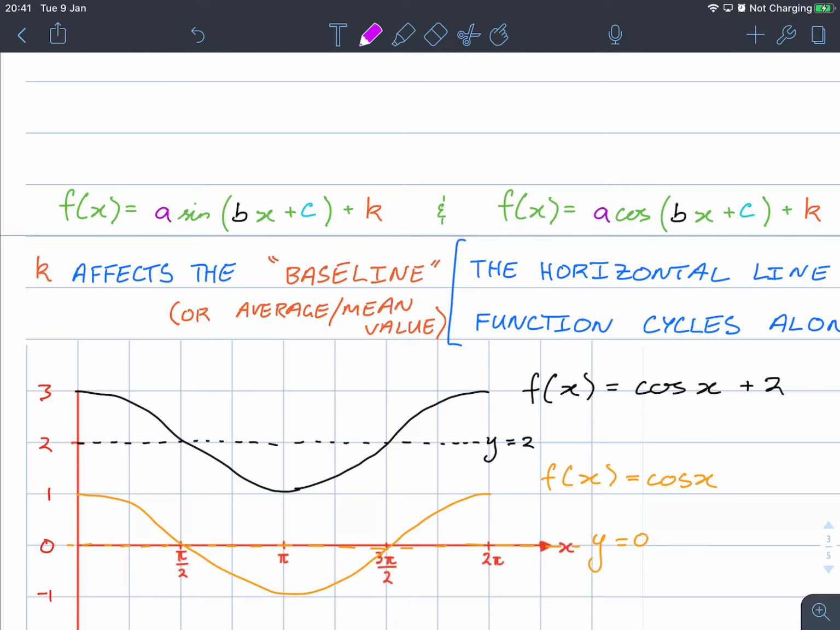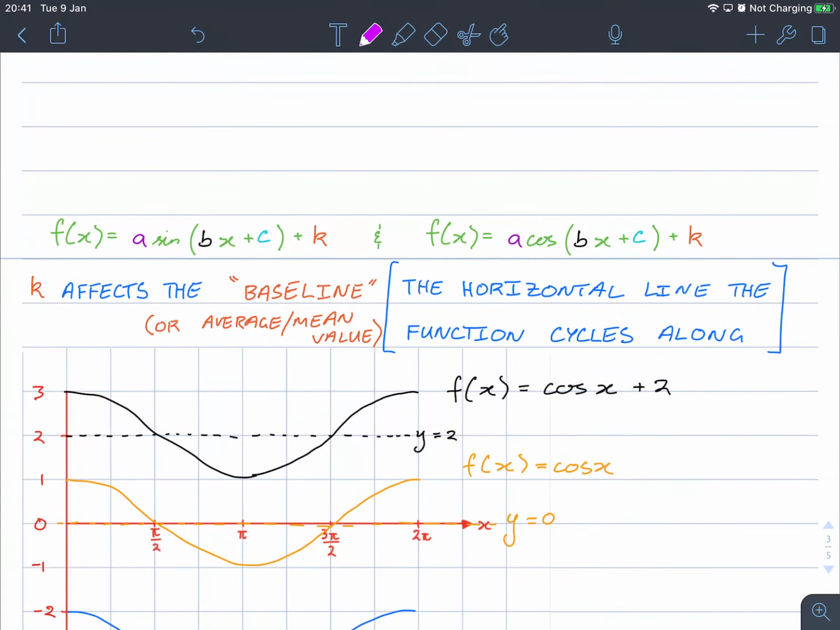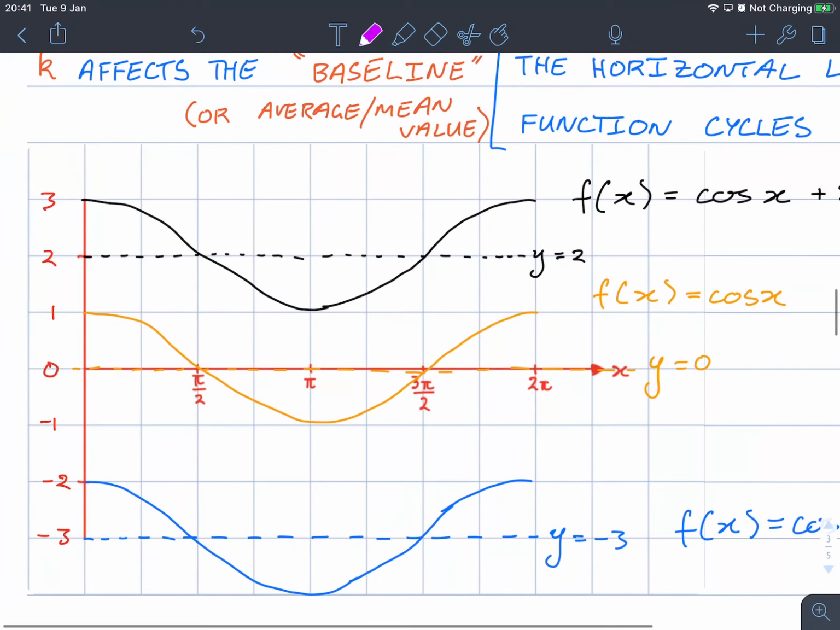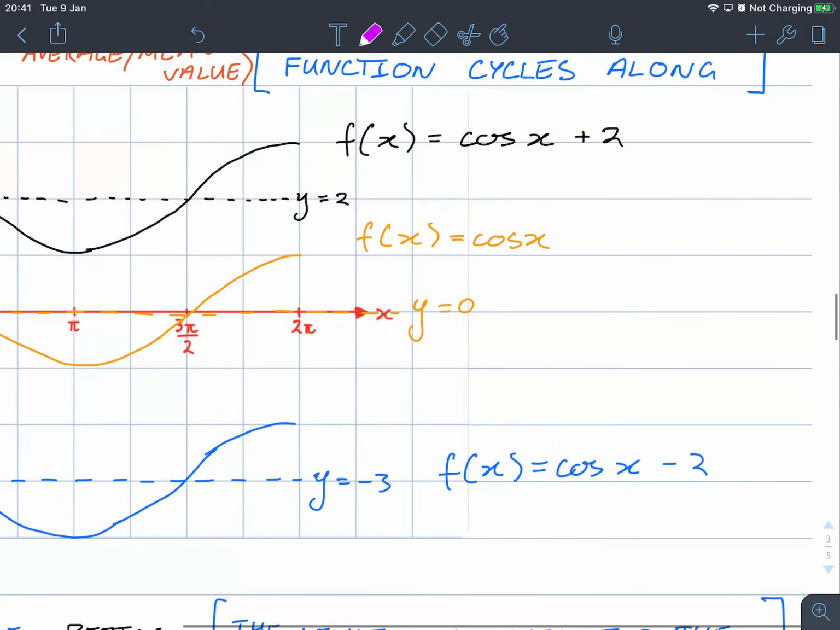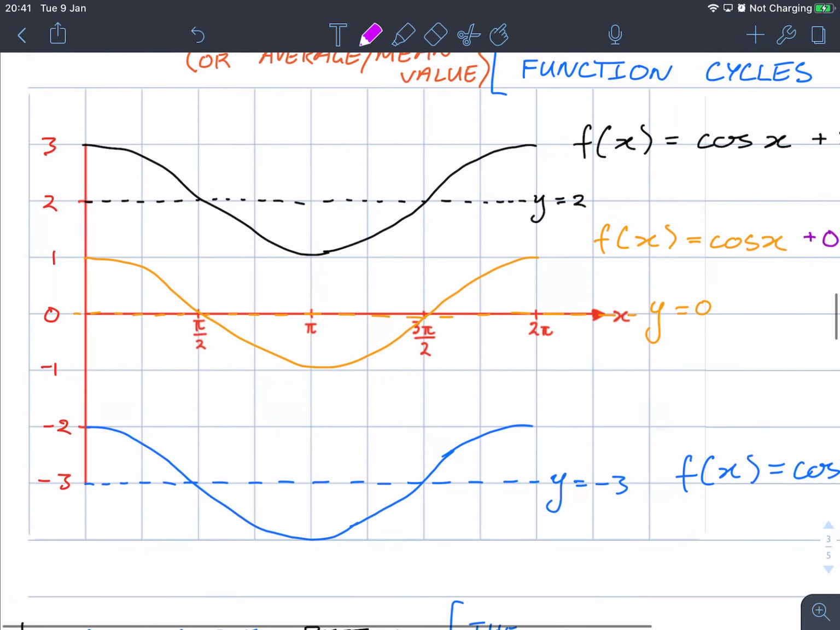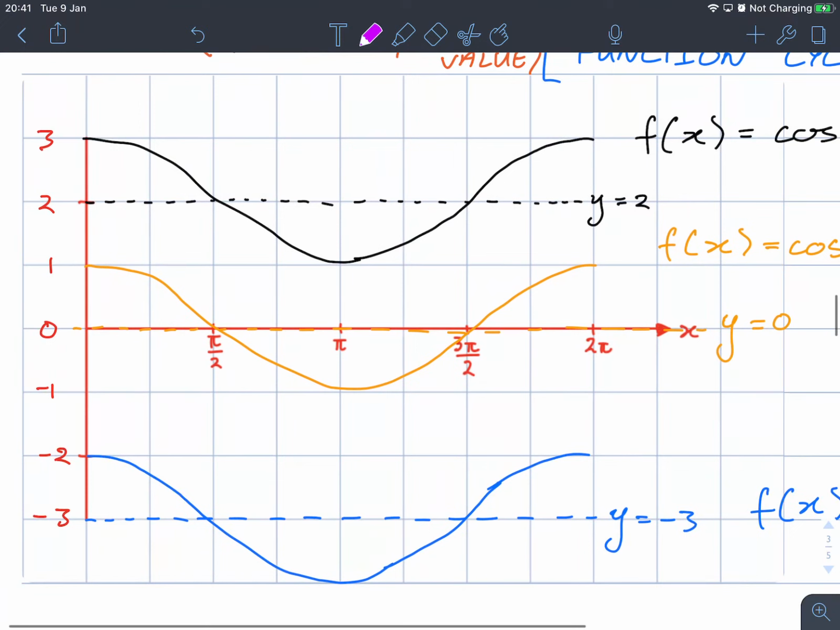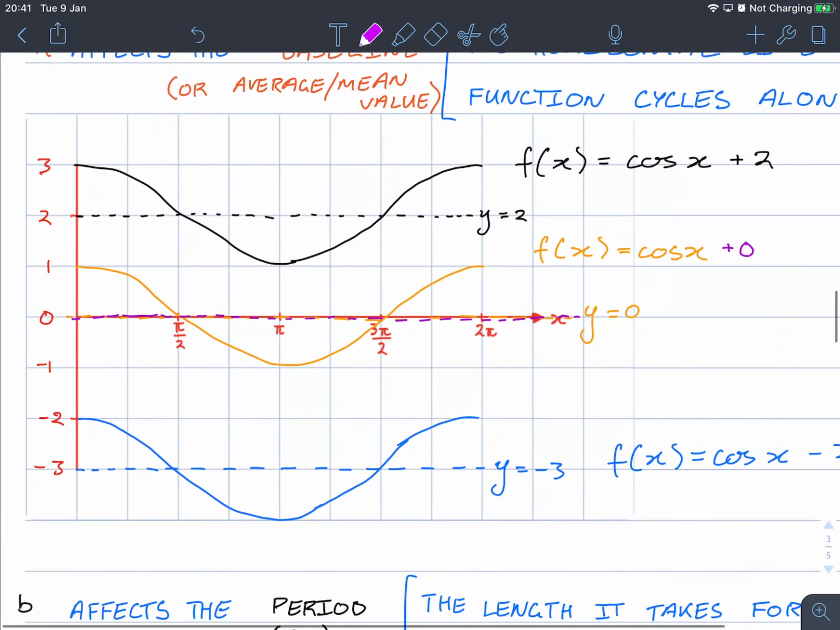K affects the baseline. I like to call it the baseline, but in mathematical terms, it's the average or the mean value. You can think of the baseline as the horizontal line the function cycles along. So if we have the original function, f of x equals cos of x, you can think of this as having a plus 0 attached to the end of it. It's hard to see against the red line, the red axis. There is a line going along the middle here, y equals 0, that the function cycles up and down along.